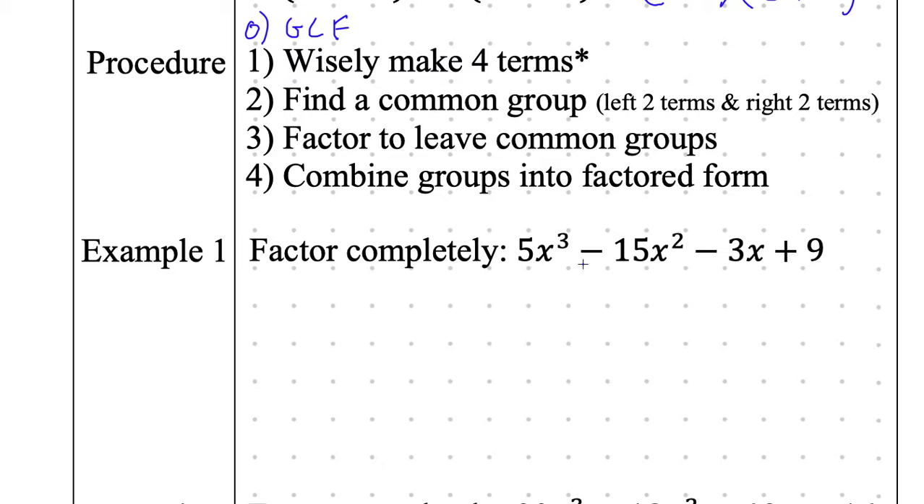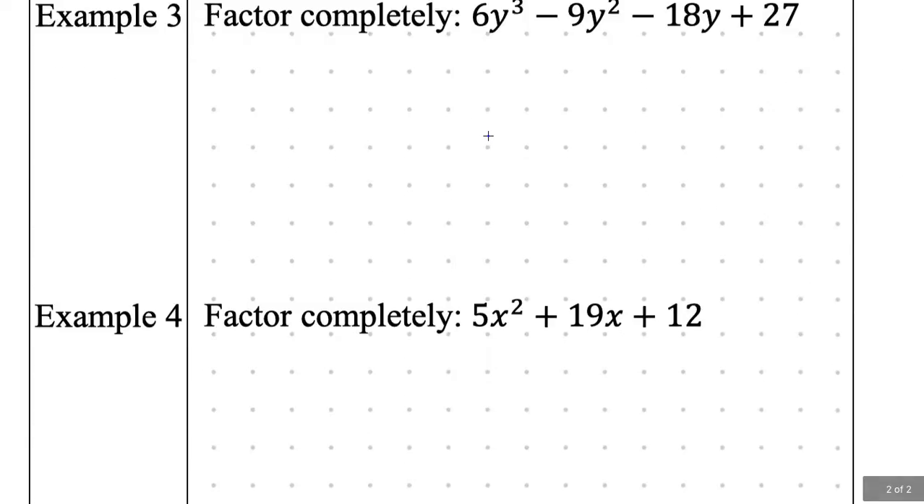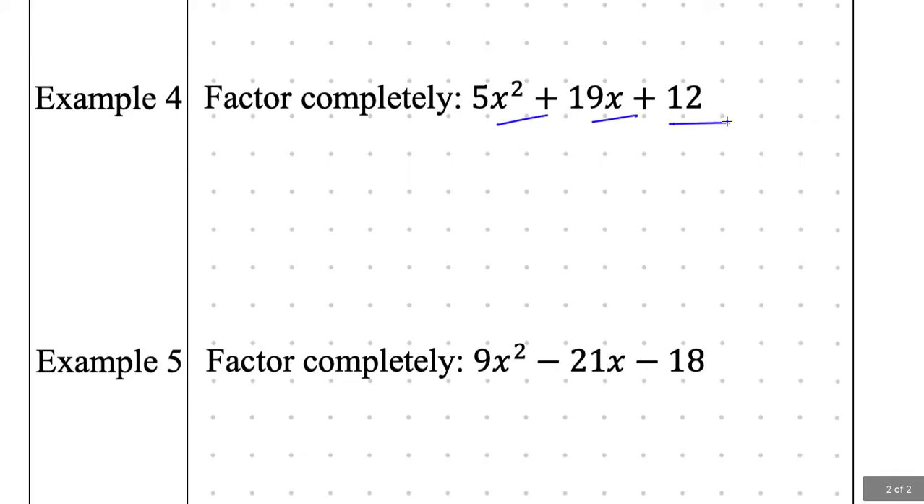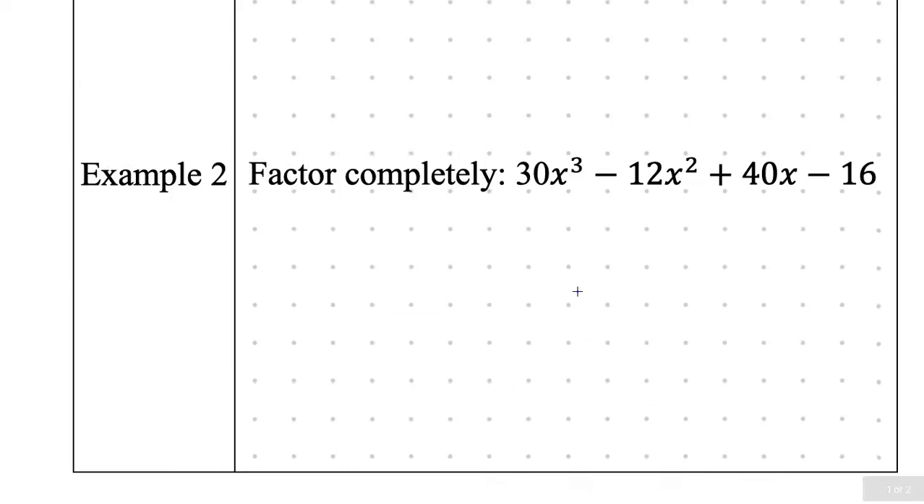We need to factor this thing completely, which means even if we end up with a perfect square, we need to keep factoring it more and more and more. So what do I see in this problem? Obviously, we have 4 terms, so step 1, check. We already have 4 terms. Sometimes if I have 3 terms, like problems down here, this has 1, 2, 3 terms, then I'm going to have to do step 1. But for now, we're good.